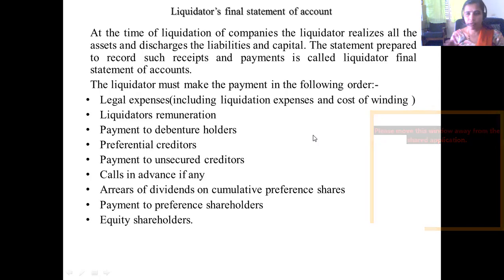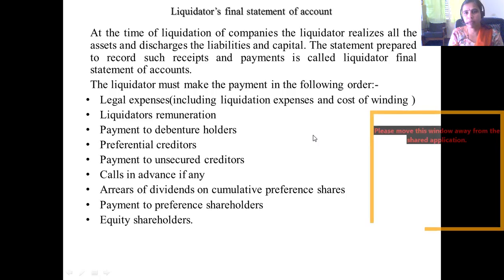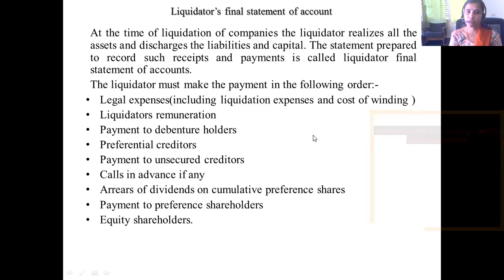In a liquidator's final statement, you take up the receipts and the payments. You take the total amount available with the organization from the sale of assets, the cash available and the bank balance, and the amount that is due for payments. Here, the first thing they pay is the legal expenses. So liquidation expenses are the first thing to pay. Next is the liquidator's remuneration. The liquidator will be appointed, so their remuneration should be taken care of.